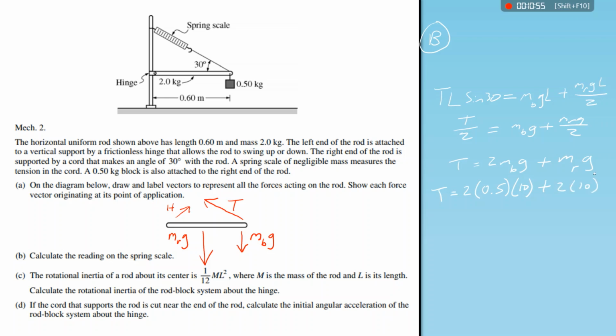Okay, so what should my answer be? So it's 0.6. What's 0.6? Mass of the rod. Mass of the rod is 2, I think. Oh yeah, I read the length. Okay, yeah. So it's 10 plus 20, 30. What are my units? Newton.